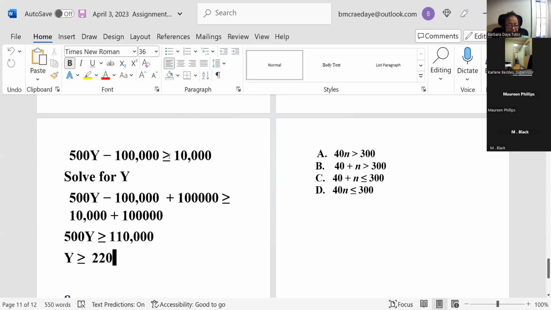That's why I said take the answer that we got and solve for y, the selling price. All I need to do was to just add the 10,000 to the 100,000, and then you just divide. You need to take this inequality and solve for y. And to do that, you'd add the 100,000 to both sides. That gives you 500y greater than or equal to 110,000. Then you divide by the 500. That gives you 220.